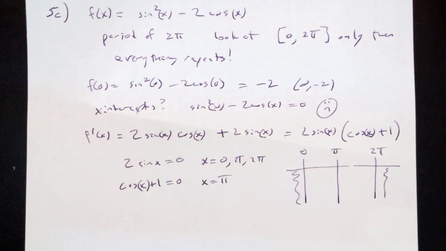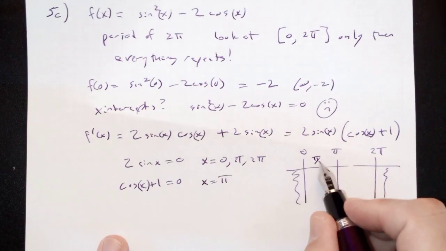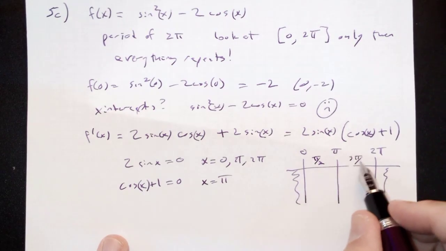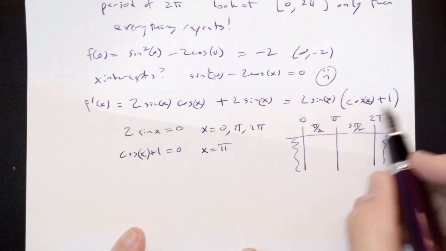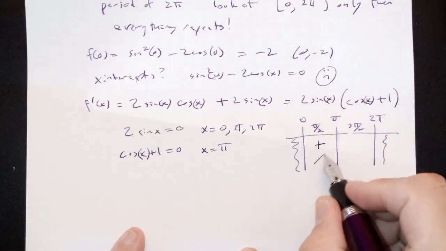I only care about what's going on between 0 and 2 pi. So I'm not worried about to the left of 0. I'm not worried about to the right of 2 pi. I'm only looking in this section. Pick a value. Well, I'll make it easy and I'll split the difference. Put pi over 2 in here. Sine of pi over 2 is 1. Cosine of pi over 2 is 0. So this is 2 times 1 times 1. That's positive. We're going up.